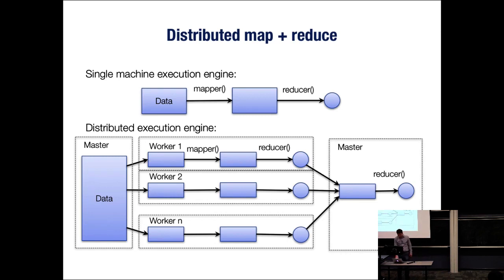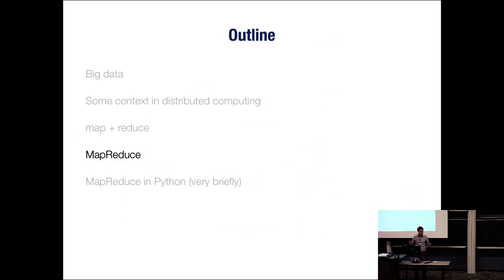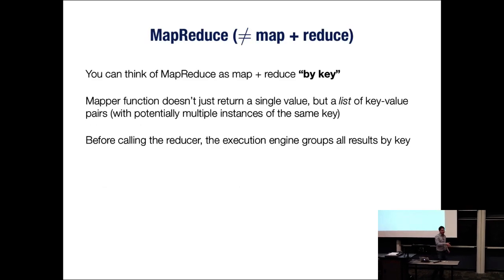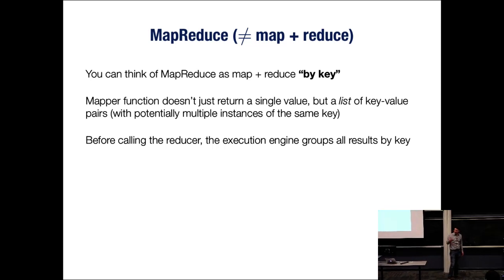Okay, so now we've talked a lot about map plus reduce. Let me switch gears and talk about MapReduce. As I mentioned, MapReduce was a tool developed at Google in the early 2000s. And it's not the same as map plus reduce. That's very important. But it's very similar. In fact, you can think of it as similar to map plus reduce, but not the same as those raw functions. You can think of it like map plus reduce by key. And I'll show in a second what I mean by that.